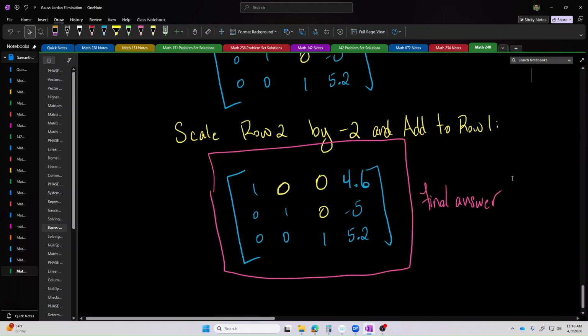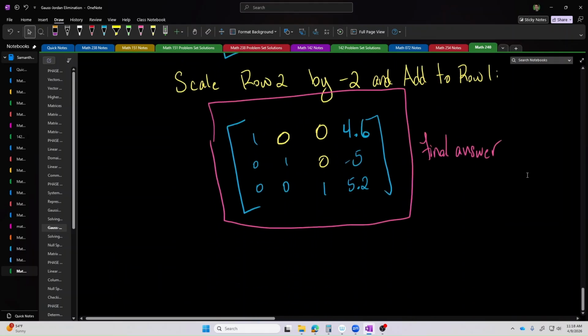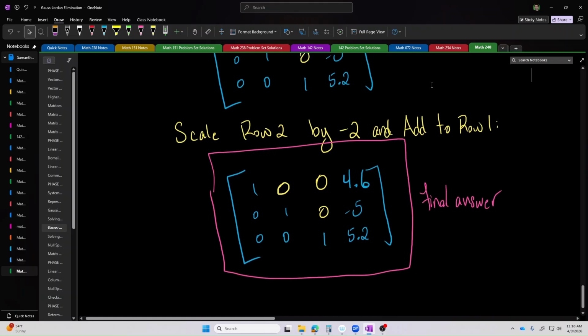Now, once again, I'm just demonstrating that process for those of you who don't have access to a graphing calculator, or are curious to have some sense of what the graphing calculator is doing on the back end when you perform a row reduction command.